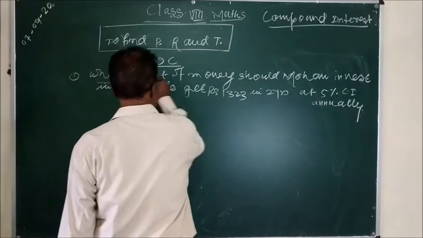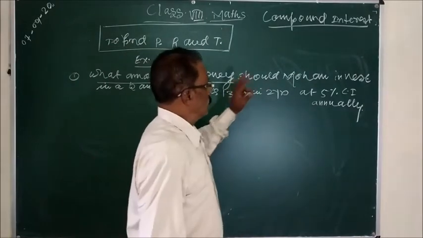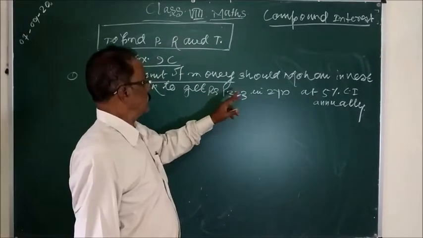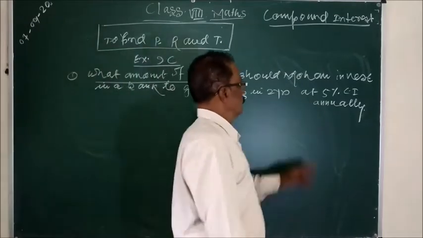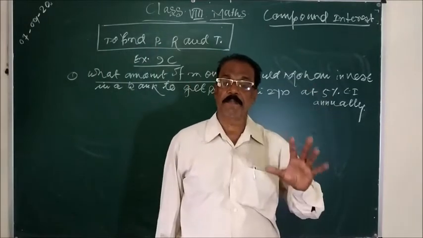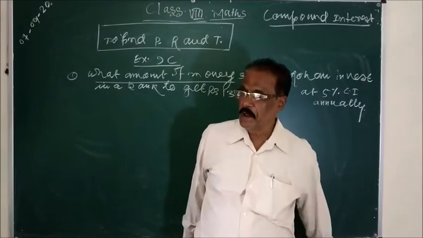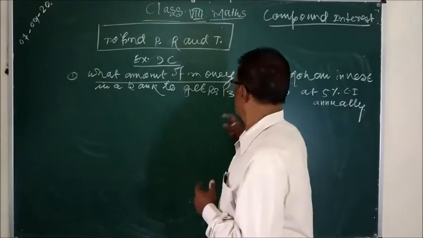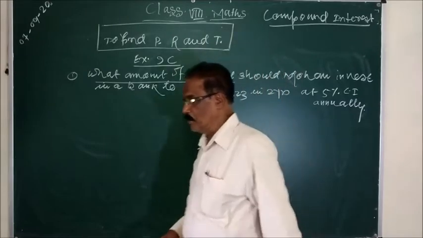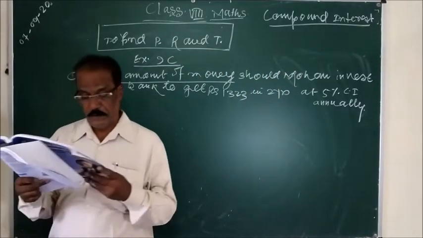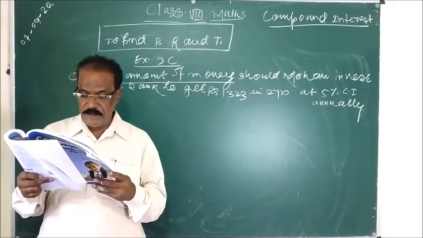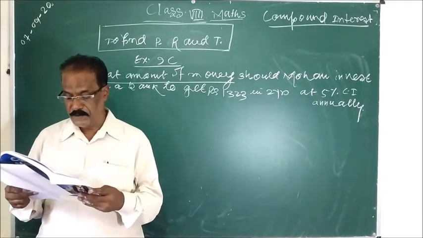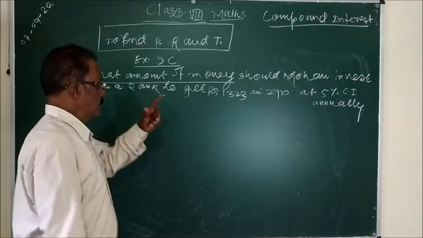What amount of money should Mohan invest in a bank to get rupees 1323 in 2 years if the rate of interest is 5% per annum? इसका मतलब हुआ कितना पैसा मोहन डिपॉजिट करे तो उसको इतना रुपया मिलना चाहिए. How many? 1323. What amount of money should we invest in a bank to get rupees 1323 in 2 years at 5% compounded annually? इसका मतलब देखें.